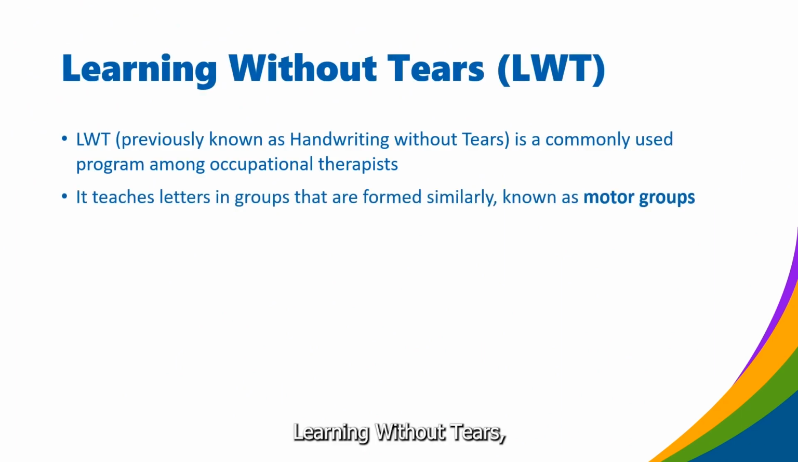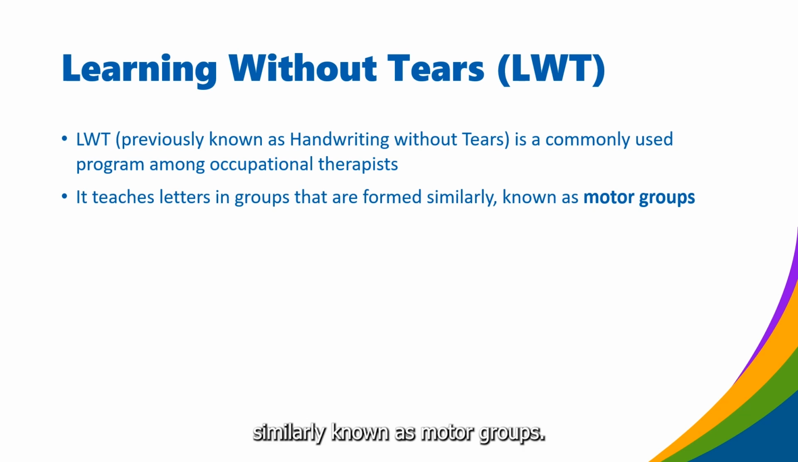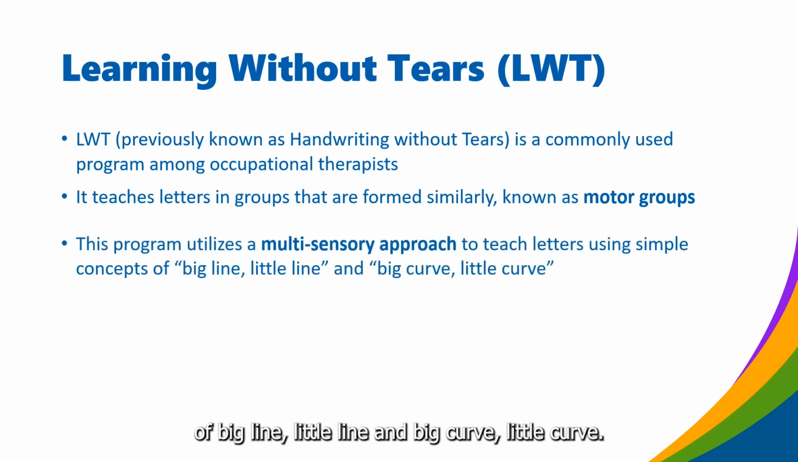Learning Without Tears, previously known as Handwriting Without Tears, is a commonly used program among occupational therapists. It teaches letters in groups that are formed similarly, known as motor groups. This program utilizes a multisensory approach to teach letters using simple concepts of big line, big curve, and little curve.